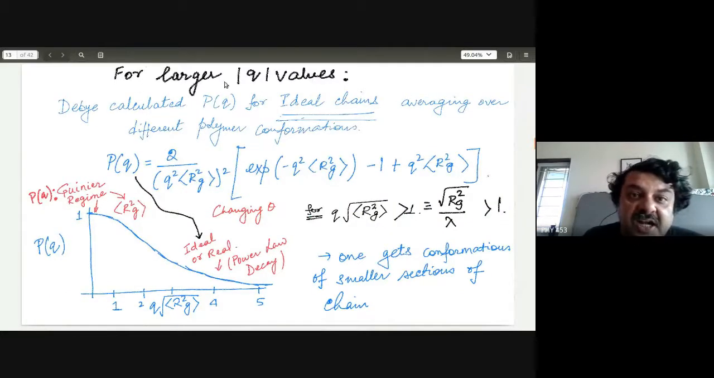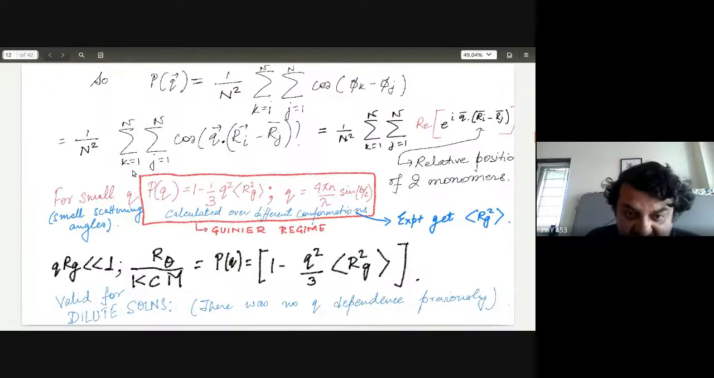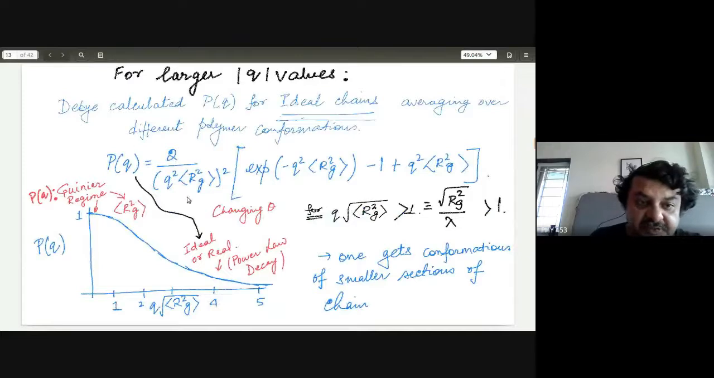However, for larger q values, Debye was the person who first calculated P(q) for the ideal chain, averaging over different polymer conformations. For the Guinier regime, you don't actually need to assume an ideal chain in the derivation. But for large q, you definitely have to assume an ideal chain. Then P(q) can be written as this expression, exponential of q squared Rg squared, the radius of gyration squared, and so on and so forth.